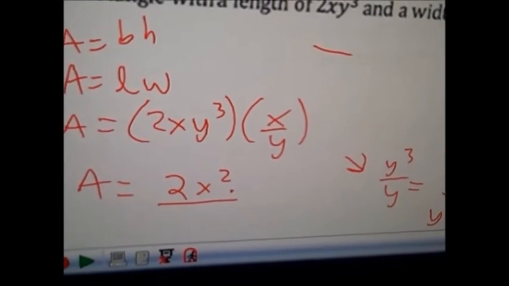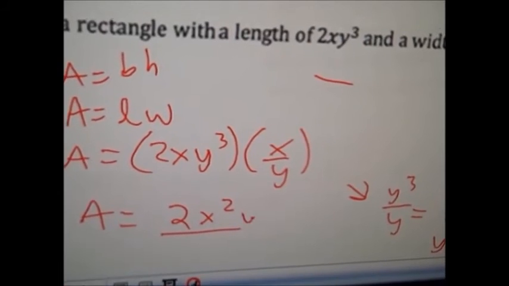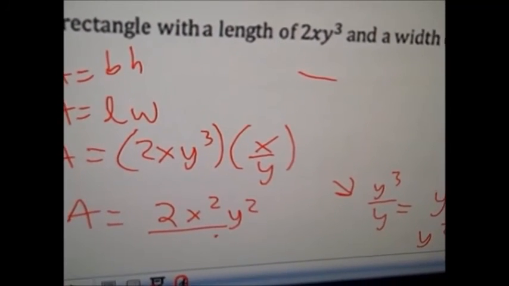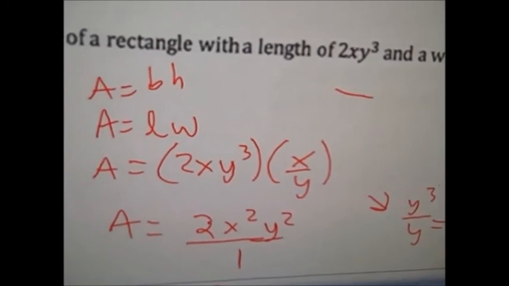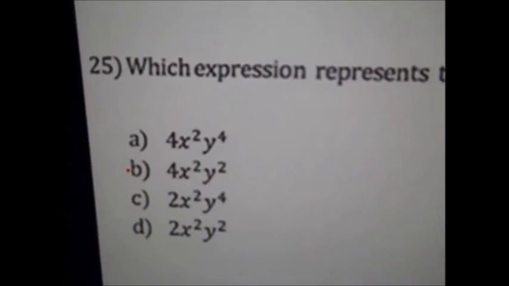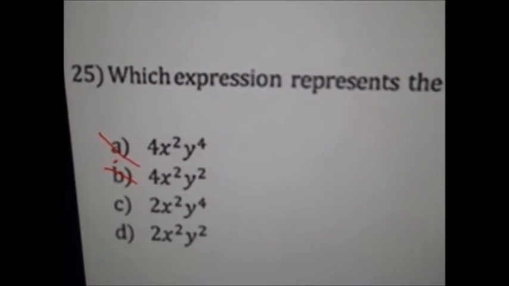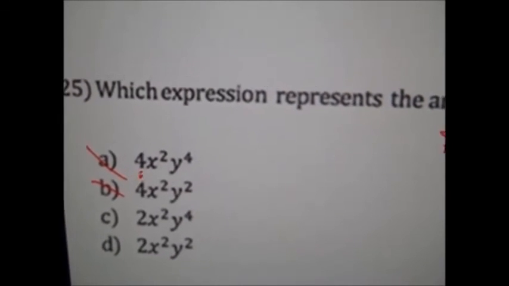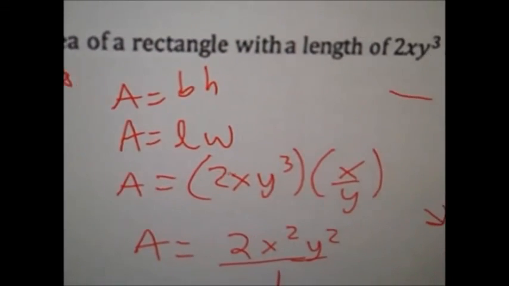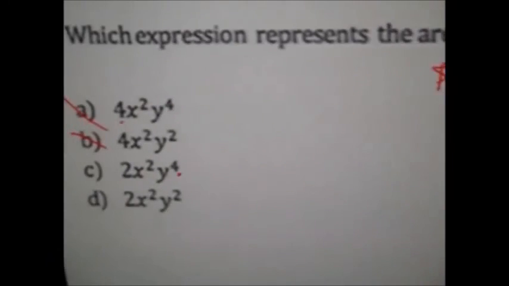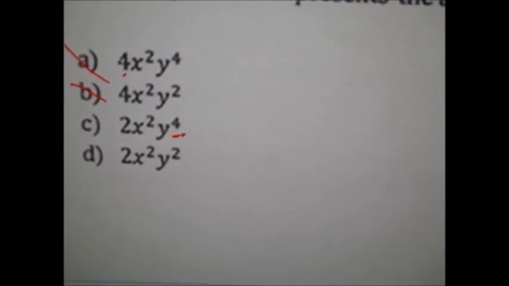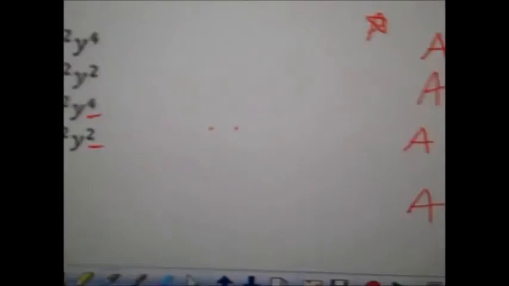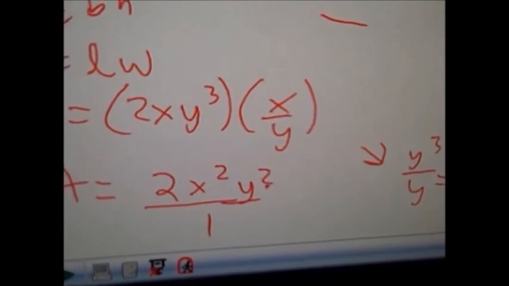That's what I need here. Okay, and I have nothing on the bottom. I just put 1, but I don't really need to. Look at the answer choices. A and B are out because you need 2 in front, not 4. Like here, 2 in front, which leaves C and D. And the only way C and D are different is the exponent with y. And the correct one should be 2, not 4.